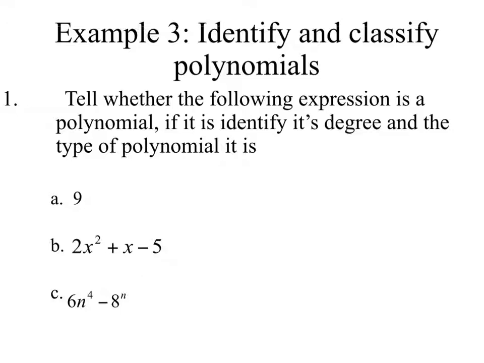So we want to determine if this thing is a polynomial. And a polynomial is just made up of monomial pieces. If it is, we need to identify its degree and what type of polynomial it is. This first one, yes, it is a polynomial. It's a polynomial with the classification of monomial.